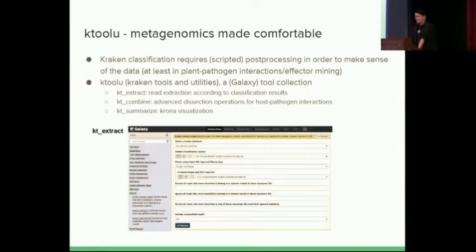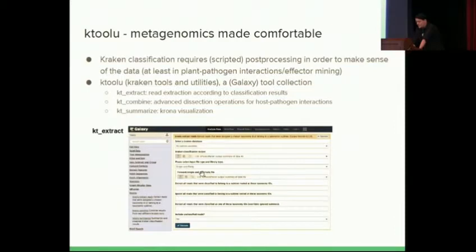But I have something that the Kraken wrapper does not have. To use the Kraken classification results that we usually get for our purposes, we need some post-processing in order to make sense out of it. Because for us, it's not enough to just have a table and visualize what we find, we actually have to do something with what we find. So I have a little suite of tools. These are 3 Python-based tools: KT-extract, KT-combine, and KT-summarize.